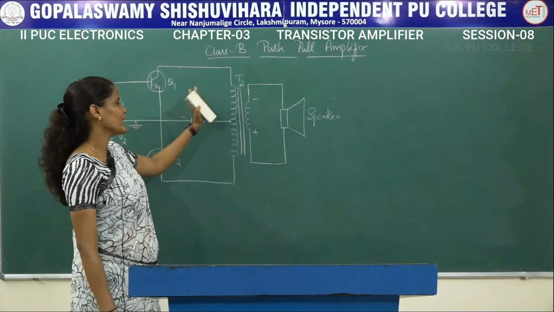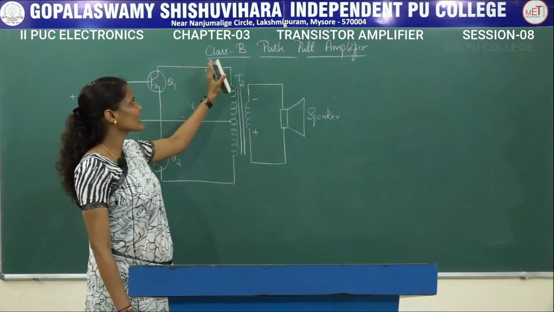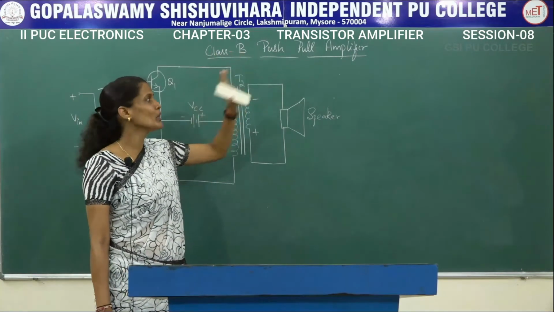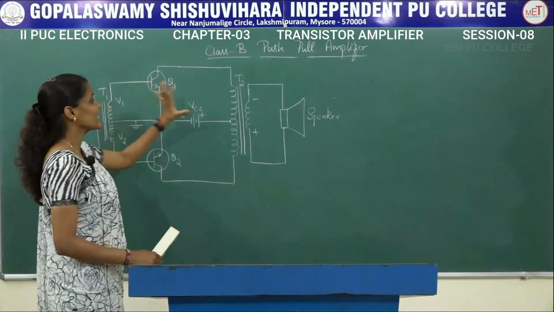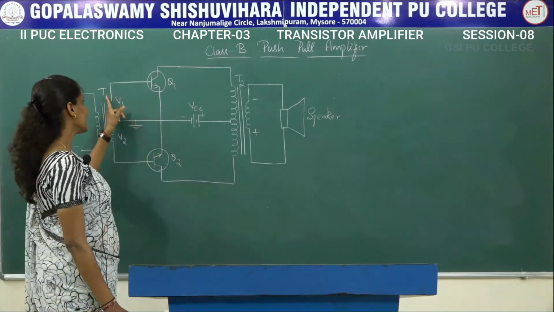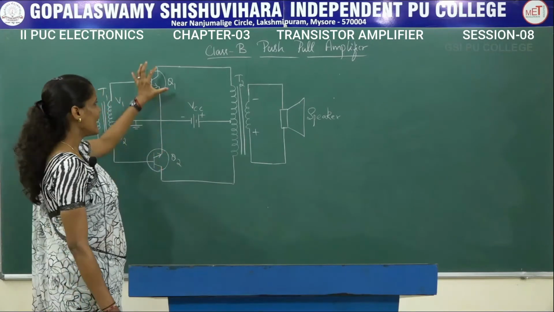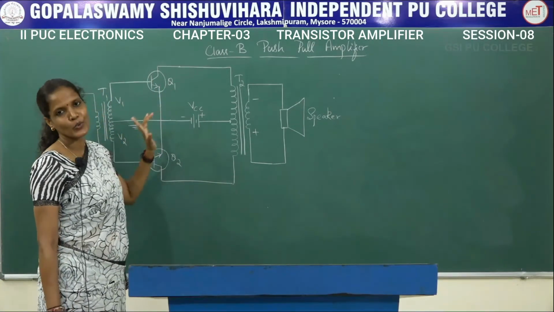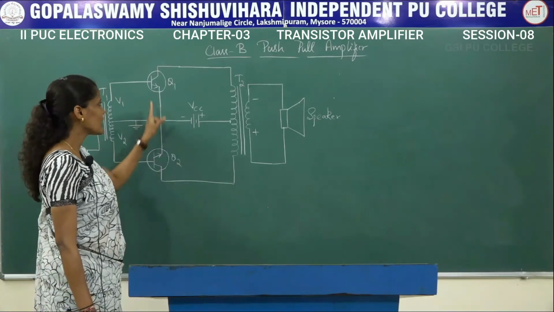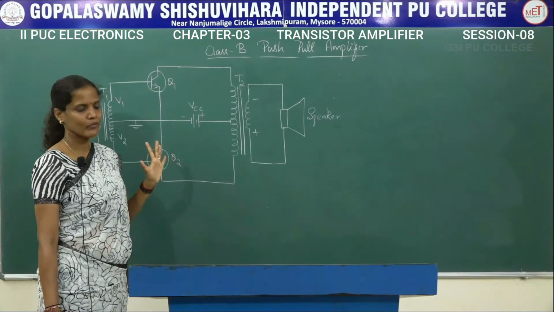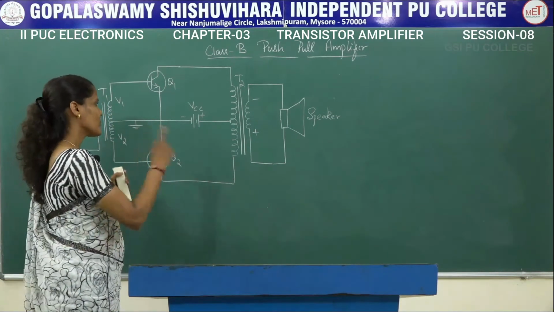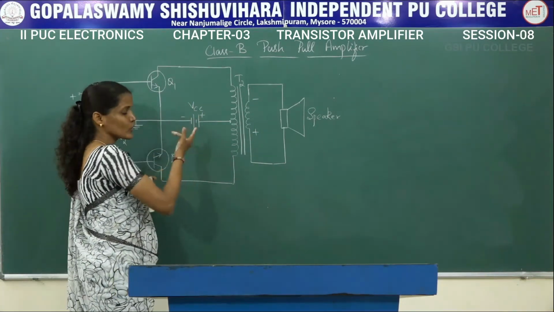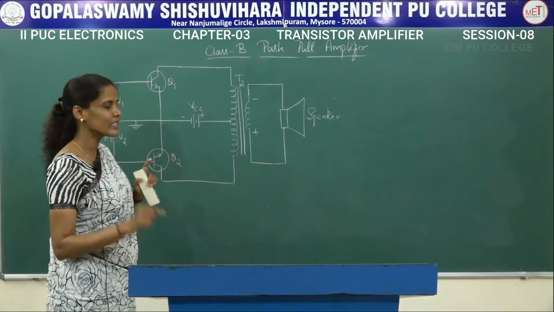This is the circuit diagram which is required in order to construct this class B push-pull amplifier. In this circuit we are going to use 2 center tap transformers, that is T1 and T2, and 2 transistors Q1 and Q2. Here we are using NPN type of transistor. We can also use PNP type of transistors, provided this VCC source must be connected in the reverse direction.